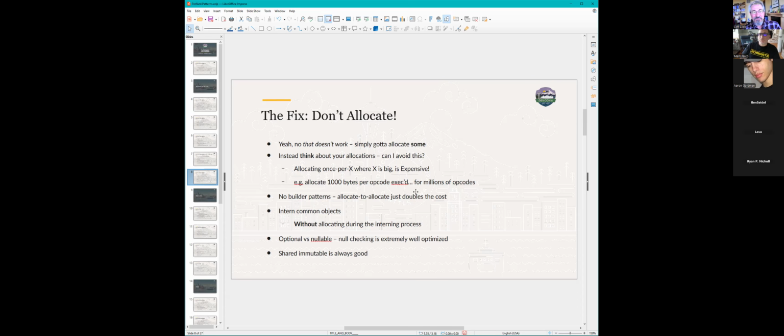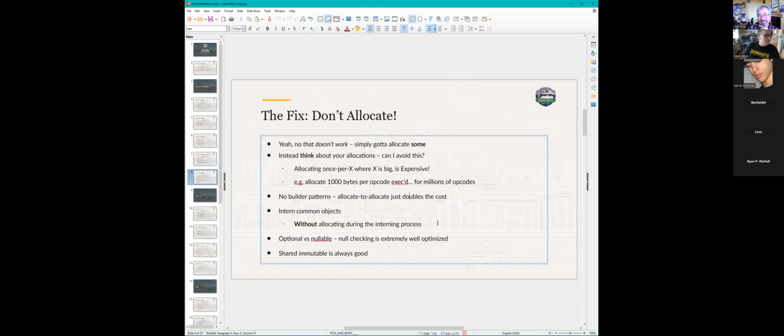All right, what can I do about allocations here? Builder patterns. Allocate to allocate just doubles the cost. Don't do it. Can you intern common objects? In my case, there are plenty of places where I can intern. Your mileage may vary. There are tricks to intern without allocating during the interning process. So pay attention to allocating during interning as a way you're trying to avoid allocation. If you allocate while you're trying to intern to avoid allocation, you didn't actually avoid the allocation, right? So you have to avoid the allocation while interning, and there are some tricks to doing that.